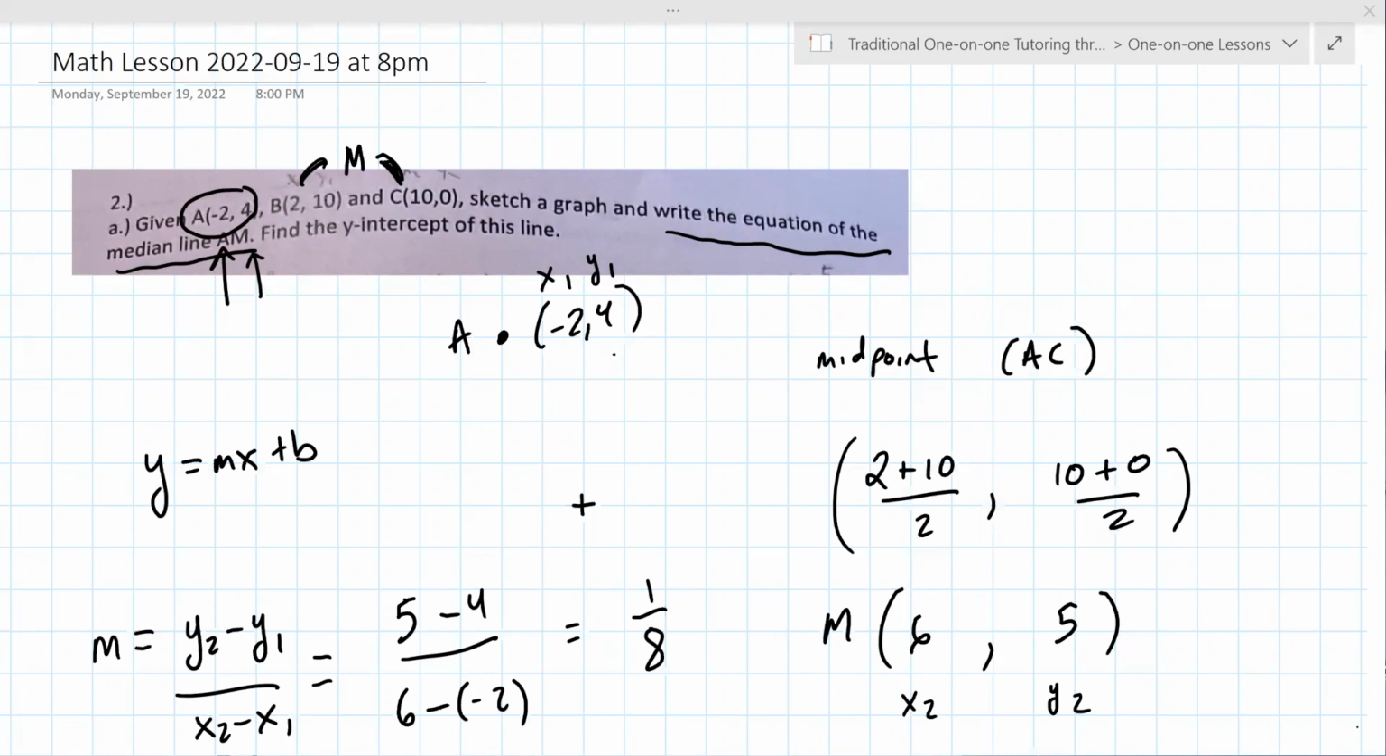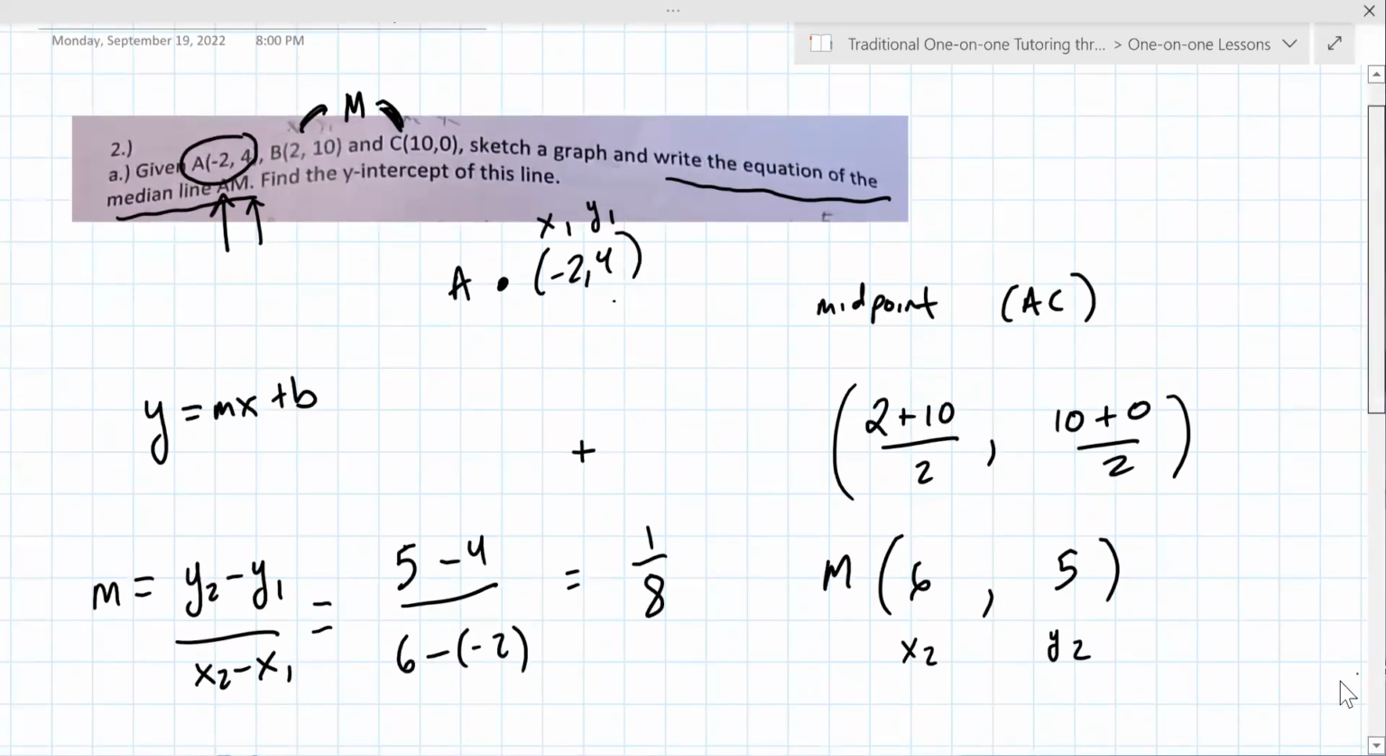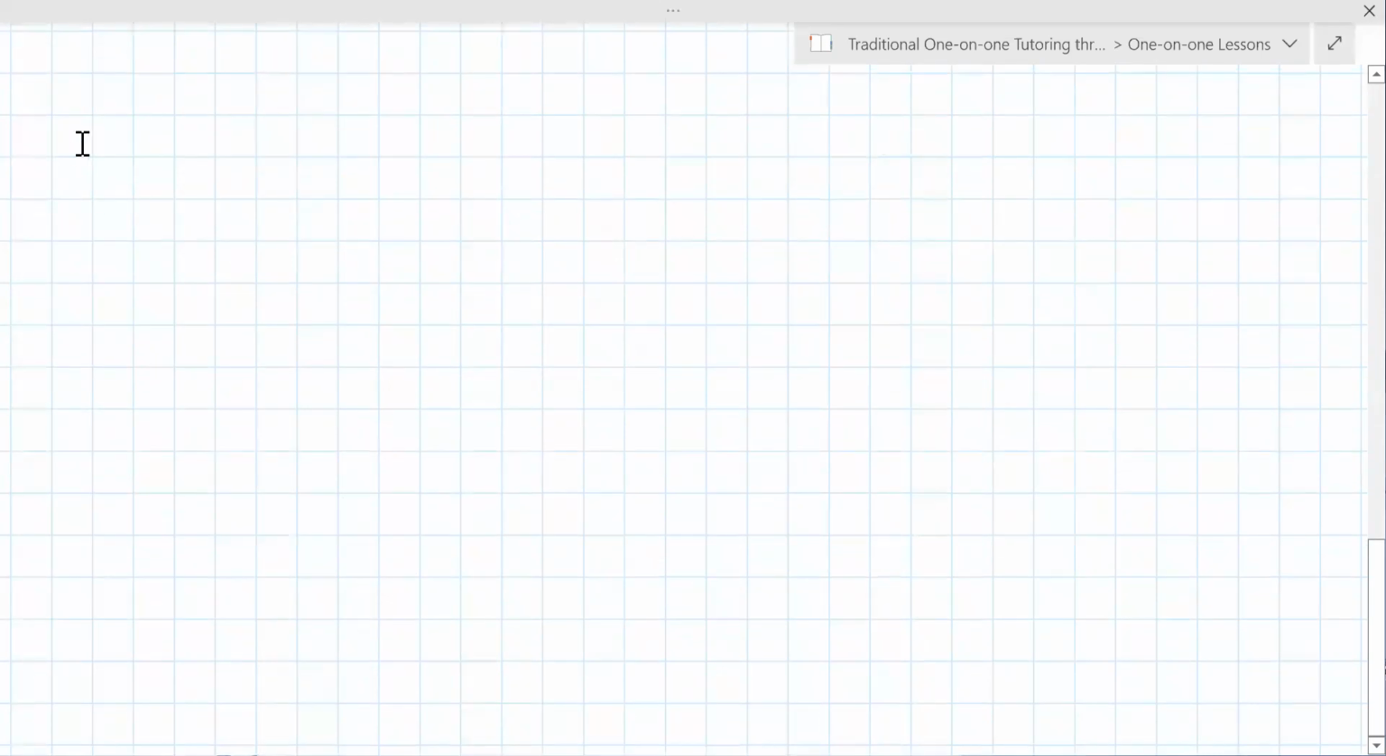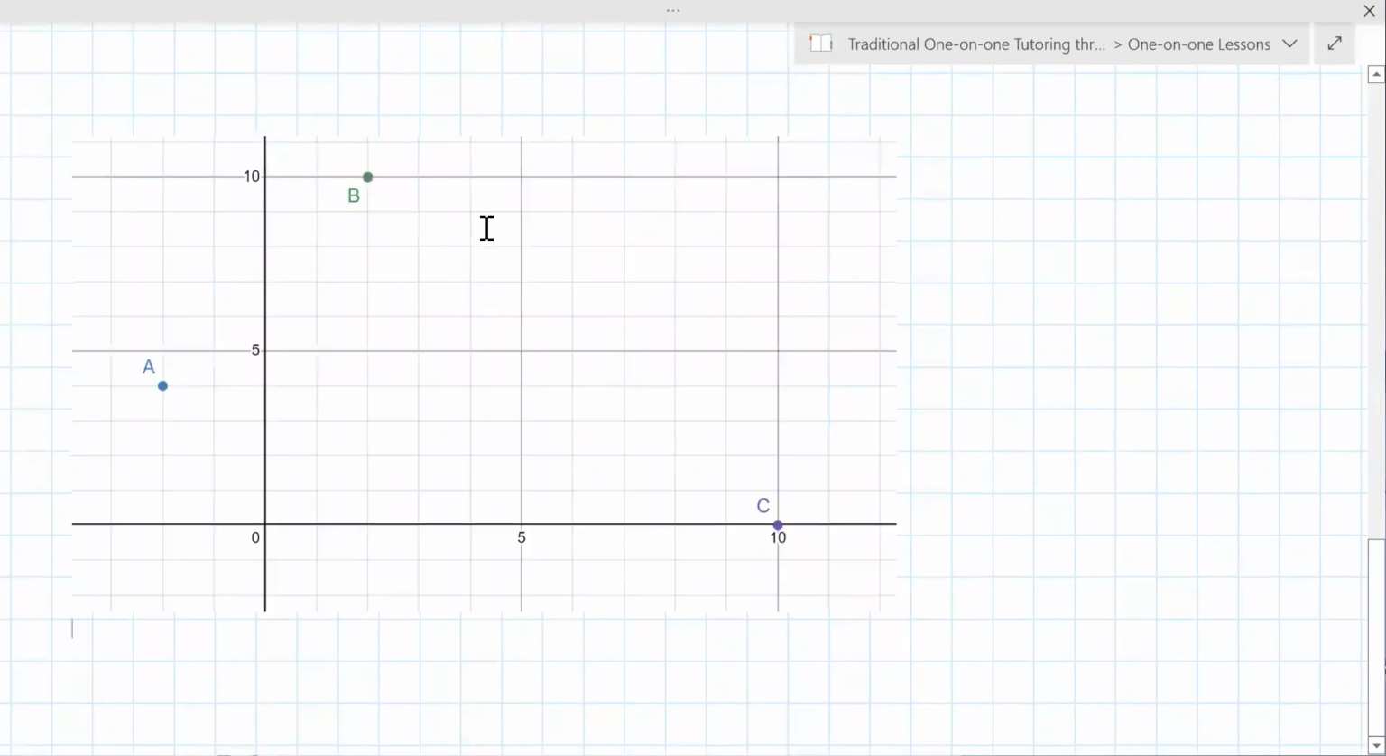So go ahead and look at part B. What does it ask for? It's asking for a graph and equation of altitude BD, and to find the x-intercept.